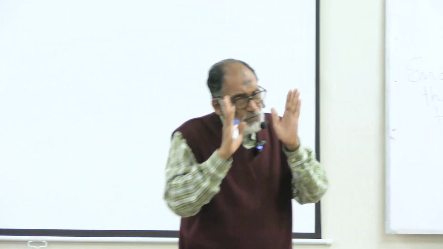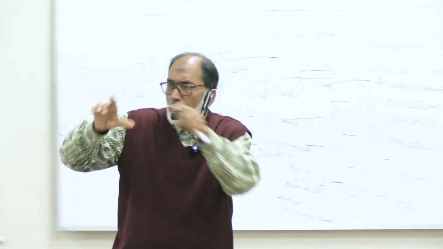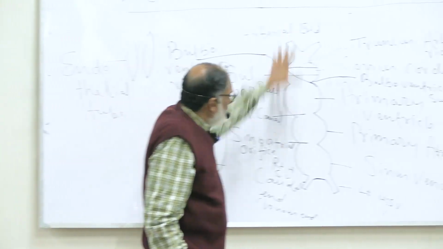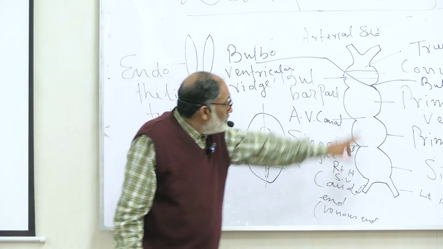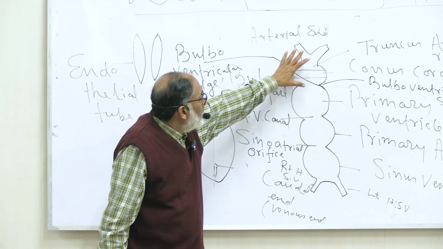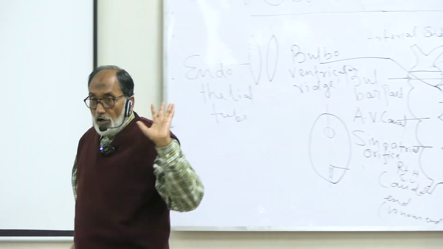This single tube later on will show a series of dilatations, and they are named, as I have already told you, the primary ventricle, primary atrium, bulbus cordis and sinus venosus. Right?